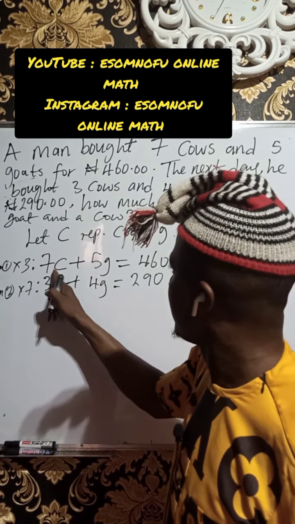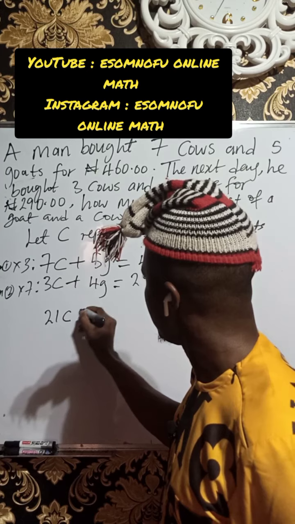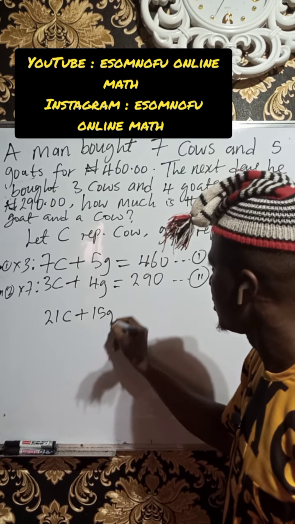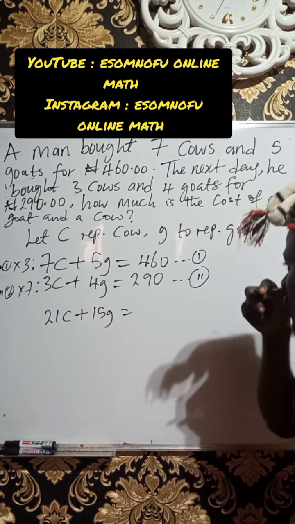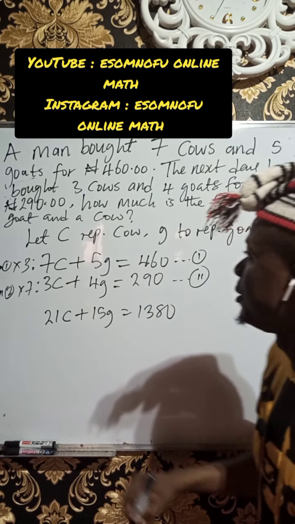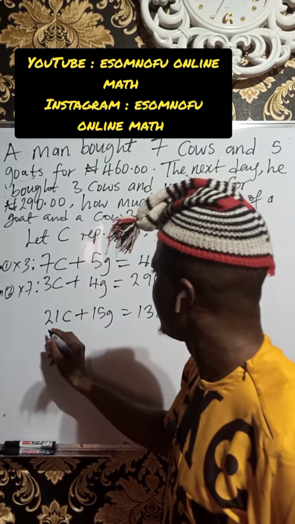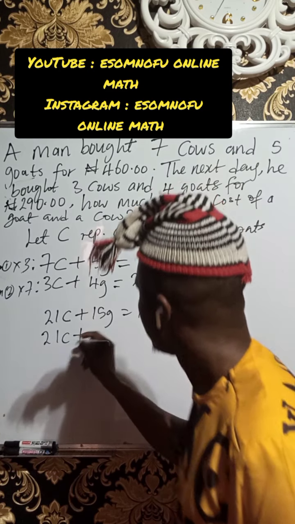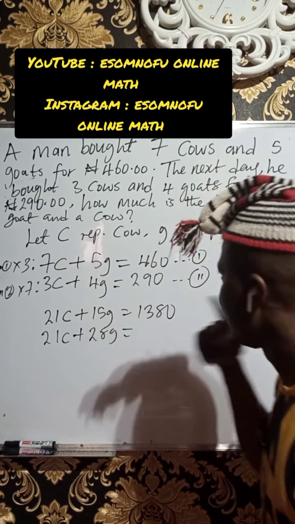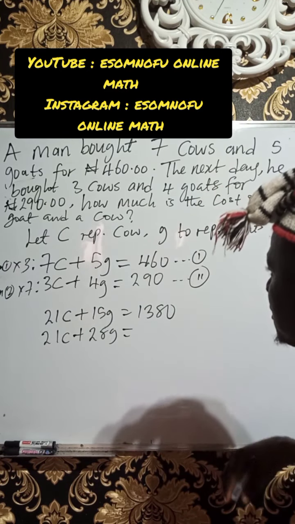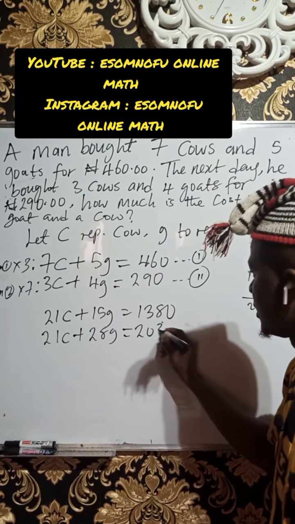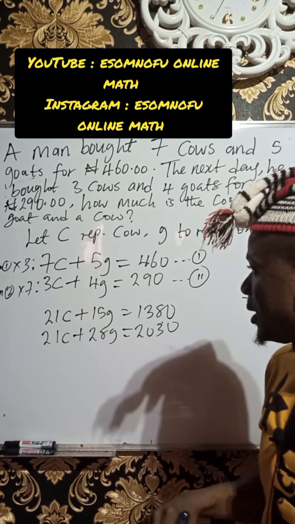Now, when I multiply 3 by 7C, I'll have 21C, plus 3 times 5G will give us 15G, and 3 times 460 is 1380. Then here, 7 times 3C will give us 21C, 7 times 4G will give us 28G, and 7 times 290 is 14 plus 630, which is 2030. That is what it will give us, 2030.